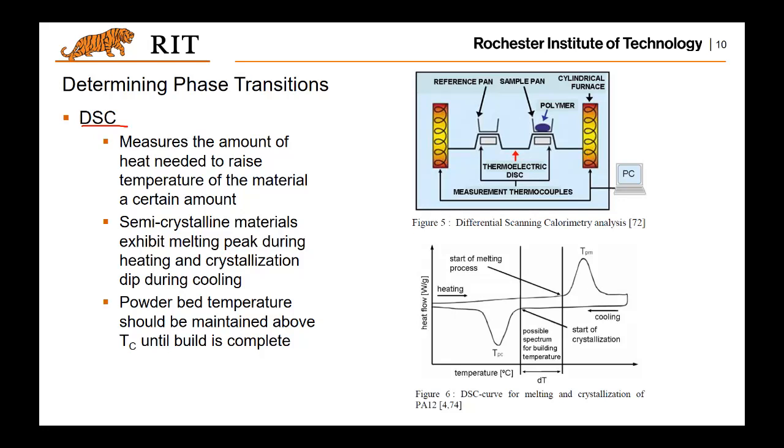For the semi-crystalline material, it exhibits a melting peak during heating and a crystallization dip during cooling. And the powder bed temperature should be maintained above this TC until the build is complete. And the TC represents the temperature of crystallization.